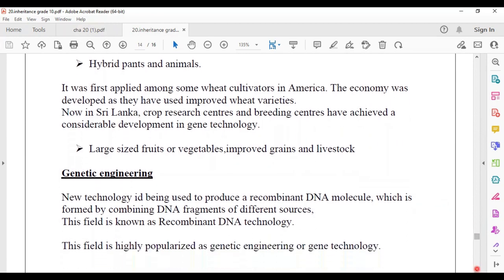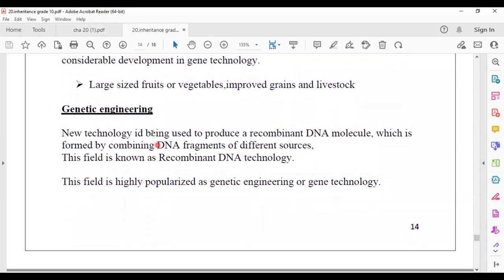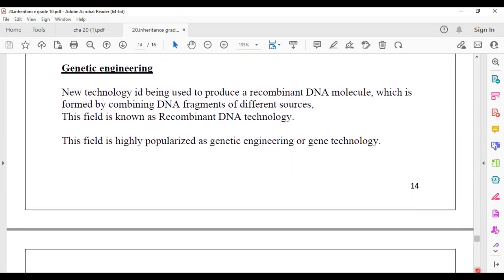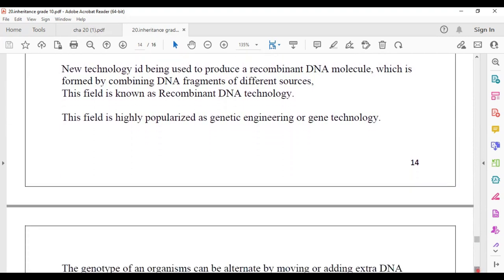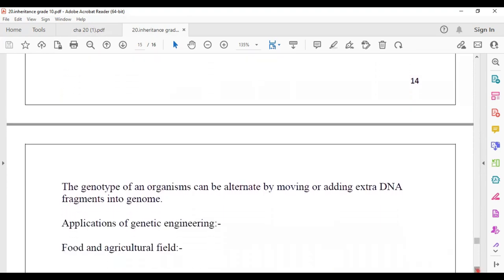You see the genetic engineering. New technology is being used to produce a recombinant DNA molecule, which is formed by combining DNA fragments of different sources. Fragments means parts. DNA parts are taken from different sources and combined together. Those are the recombinant DNAs. This field is known as recombinant DNA technology. This field is highly popularized as genetic engineering or gene technology. That is the most popular word for this technology.